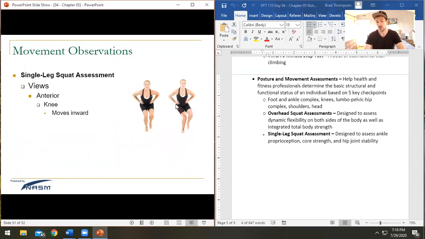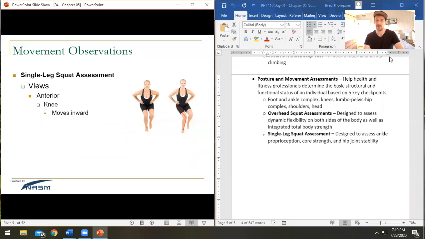It means underactive glute muscles, underactive stabilizers in the core and ankle complex, and overactive biceps femoris, TFL, and adductor complex.